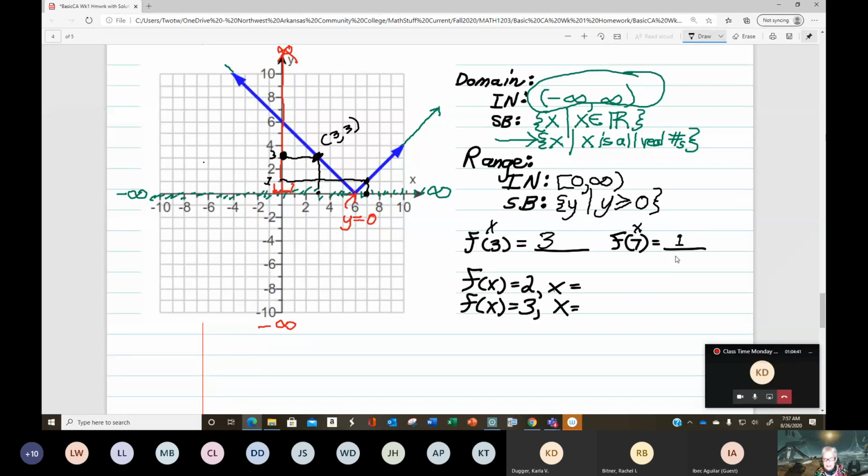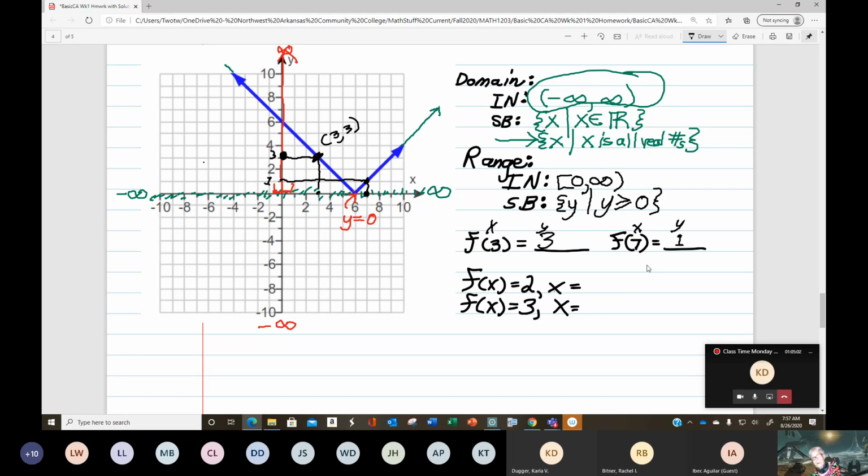Okay, so there's our answer. If I go to 3 on the x-axis and go to the graph, I get taken over to 3 on the y-axis. If I go to x equals 7 and go to the graph, I get taken over to y equals 1.